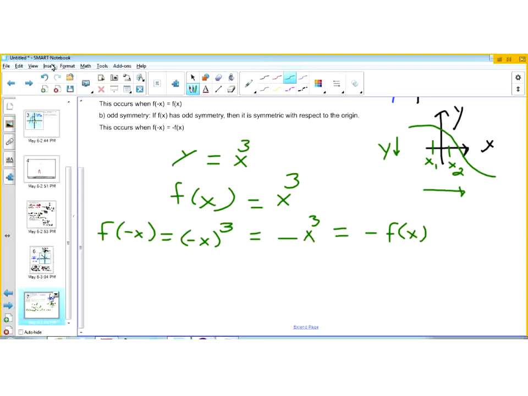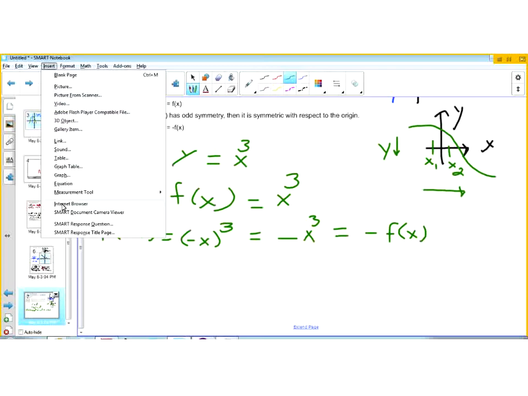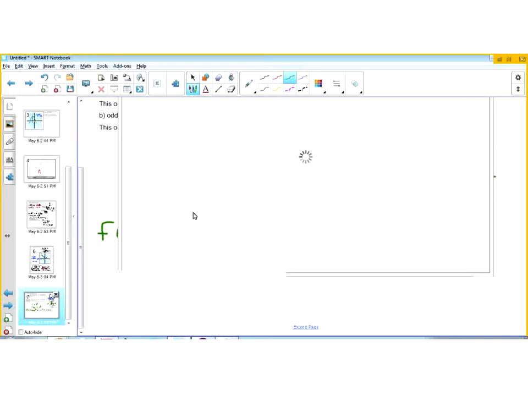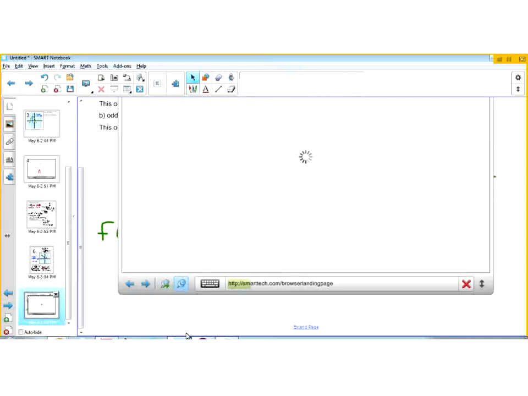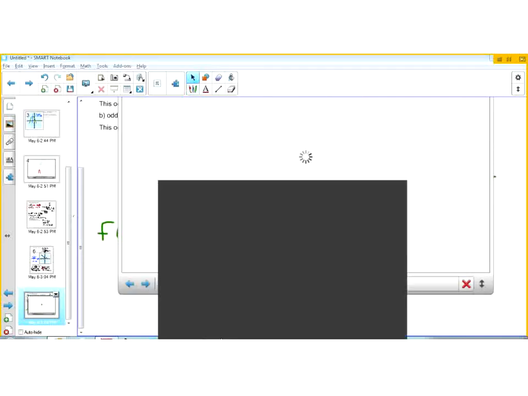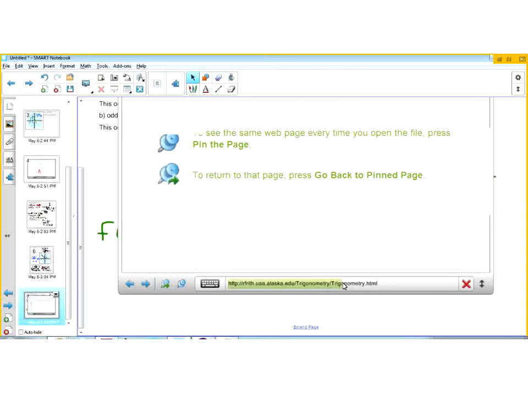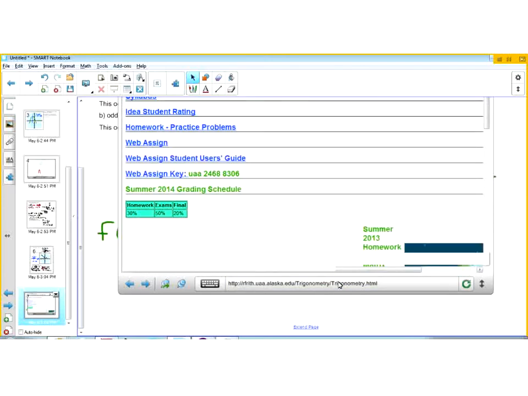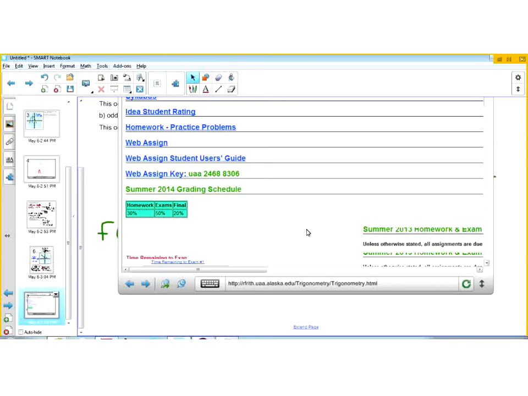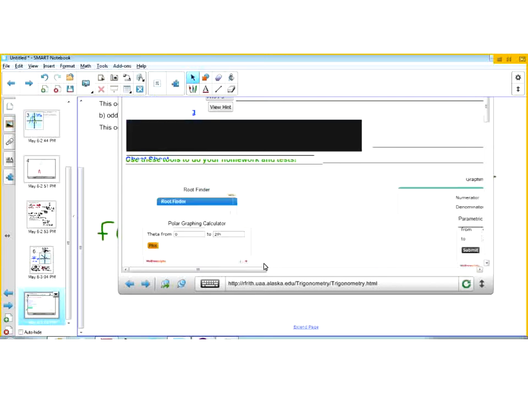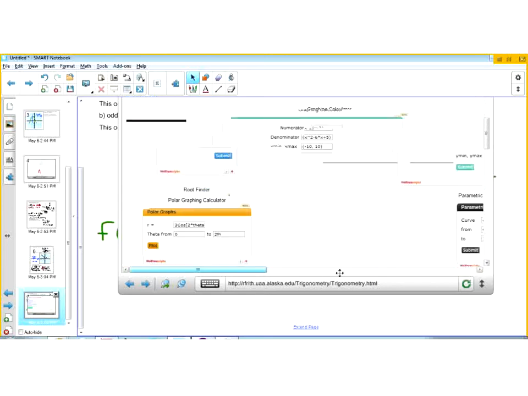Okay, and we can go ahead and validate this graphically. So let me insert the browser back in. And let me go back here. Let me put the URL back in. Go down to the graphing calculator.